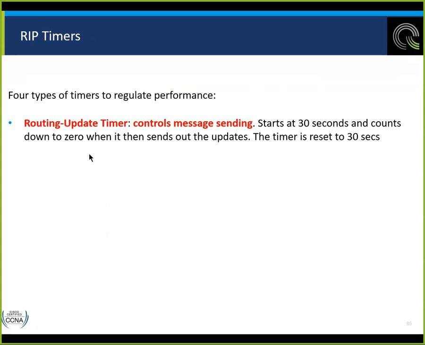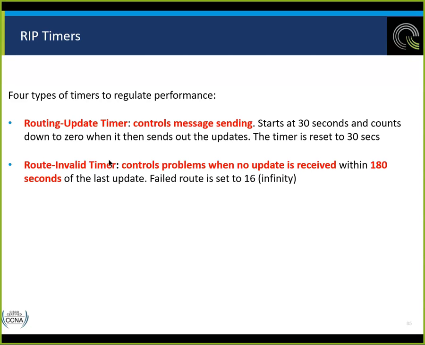Instead of using the network statement that we just saw, we go to the interface to configure it. RIP has a number of timers. The routing update timer controls the sending of the messages. It's going to be every 30 seconds. It counts down to 0 and then sends the updates again, reset to 30 seconds. The route invalid timer: a problem when no update is received within 180 seconds of the last update.